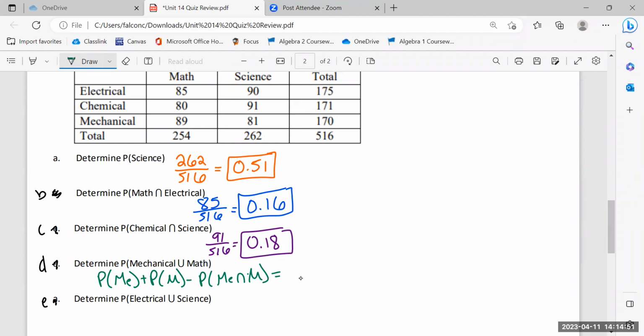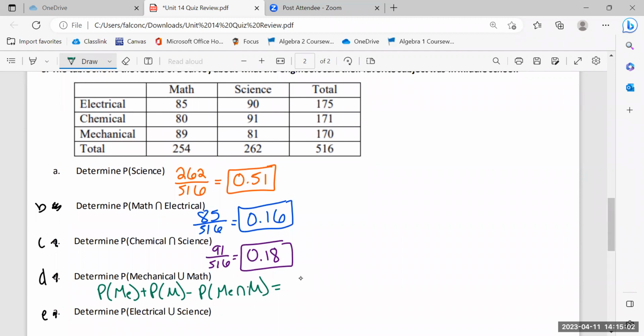All right, so probability of mechanical, we just want the total amount of people that do mechanical. So look at 170 over the 516. And then probability of math. So we want the total amount of people that like math, going to our math column. So it looks like 254 out of our total amount of people in the survey, 516. And then we subtract the intersection of the math and mechanical. So that would be this 89 where they cross. So 89 over 516.